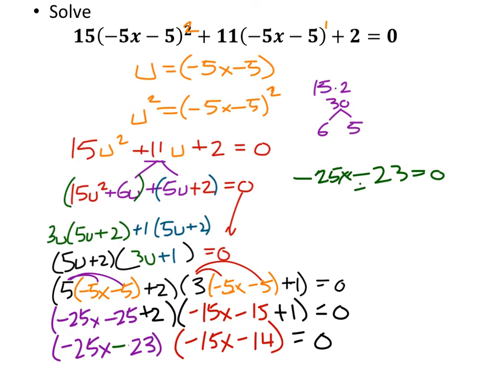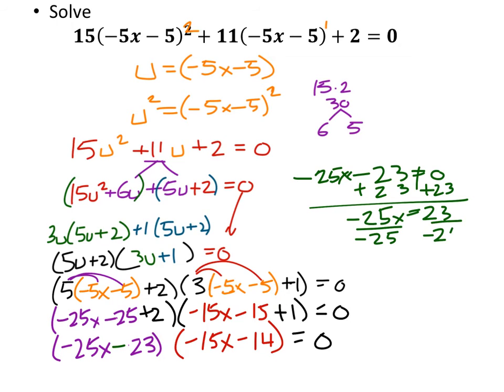So solving this, I would add 23 to both sides, and I got negative 25x equals 23. Divide both sides by negative 25, and I got x is negative 23 25ths. And that's one of my answers. Of course, you should check that in the original problem, starting from the top up here.